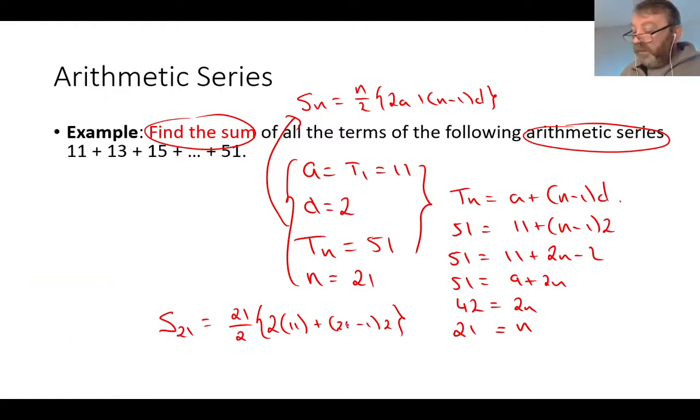So 21. Okay, now you can go straight to your calculator if you want and just tap it in exactly as it is. So you've got the fraction of 21 over 2. Then you've got a bracket. Inside that you've got 22 plus 20 times 2, which is 40. And when you do that, you get an answer of 651. And that is the sum of the first 21 terms.